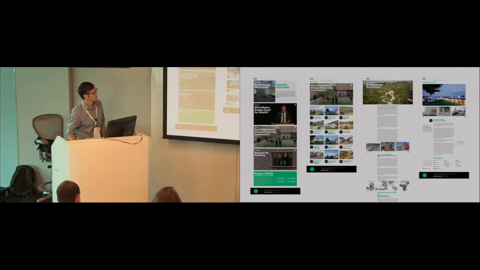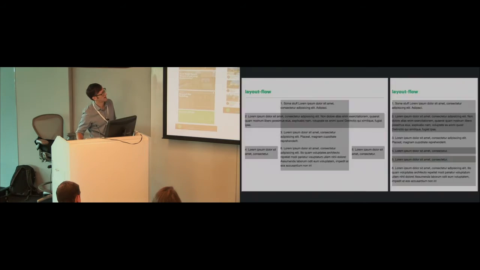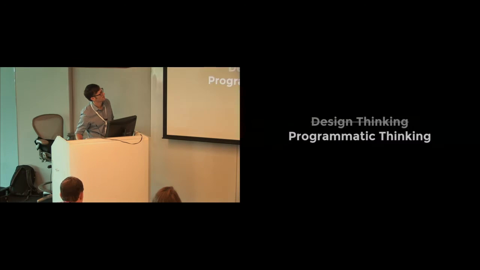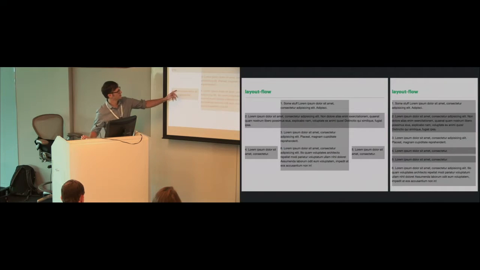So if we go back to this diagram of flow, you can see here's flow decides basically what column it is.